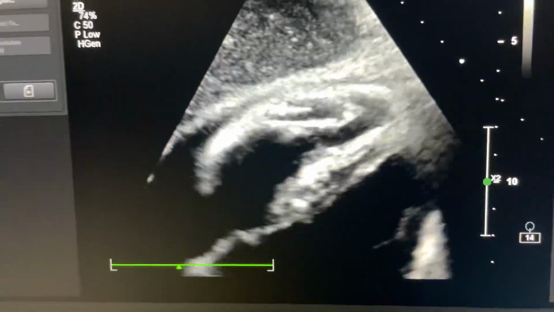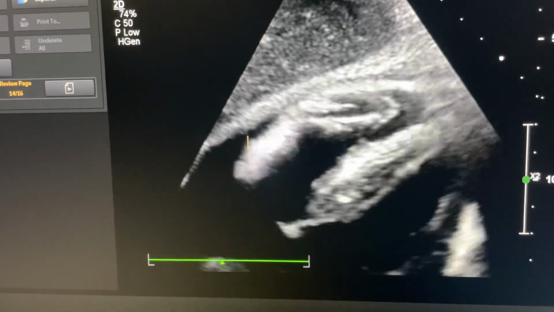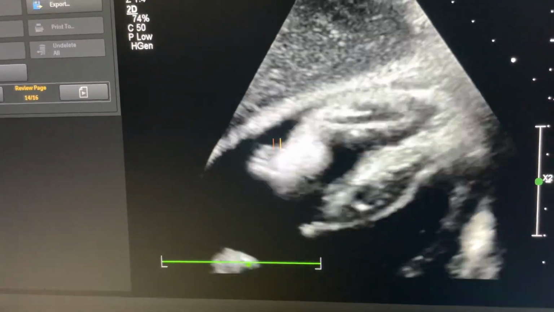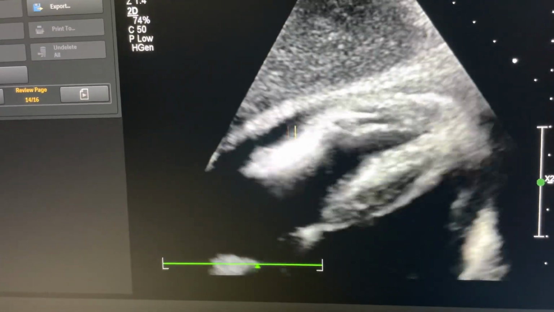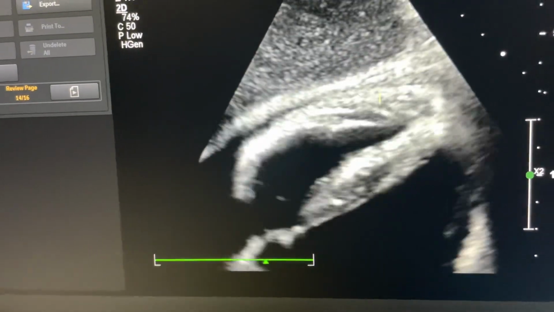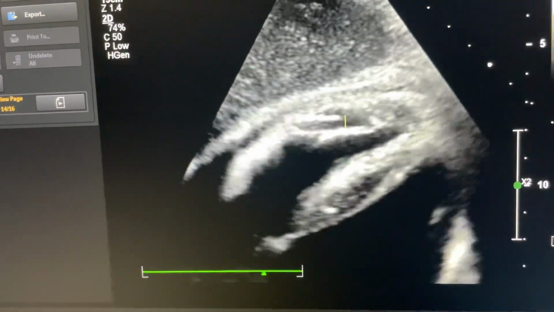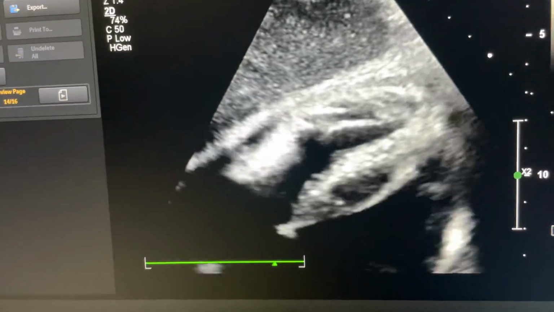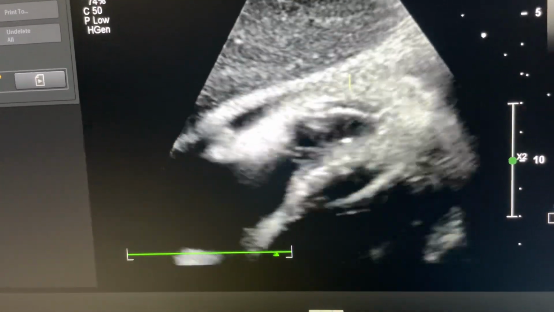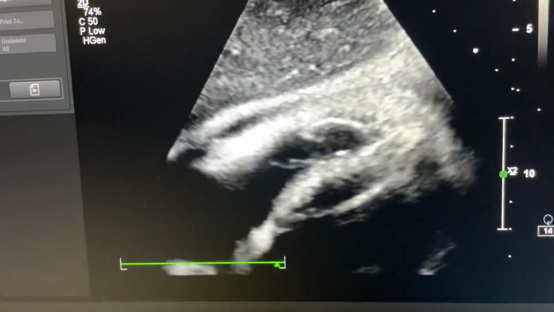Again, you see this portion, the basal one-third of free wall of right ventricle. You see this portion is having good motion, but this portion is akinetic. So this is the case of isolated right ventricle myocardial infarction.